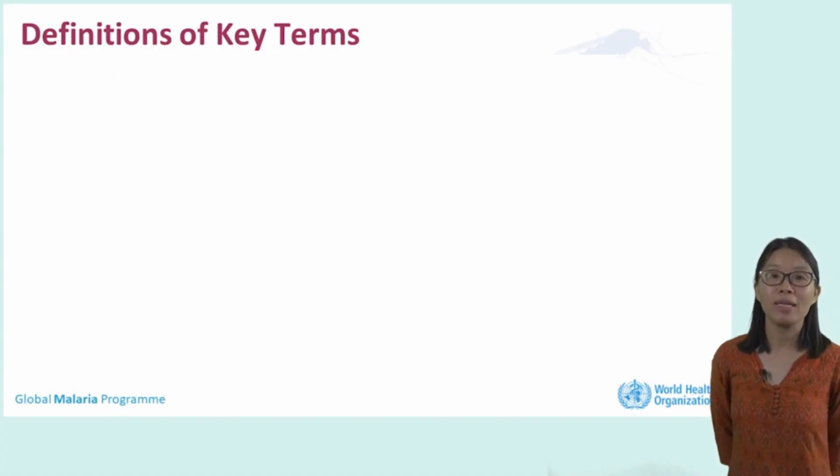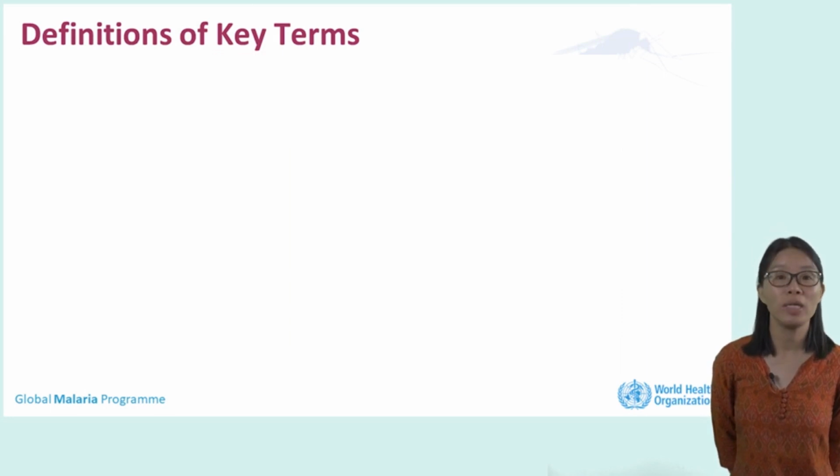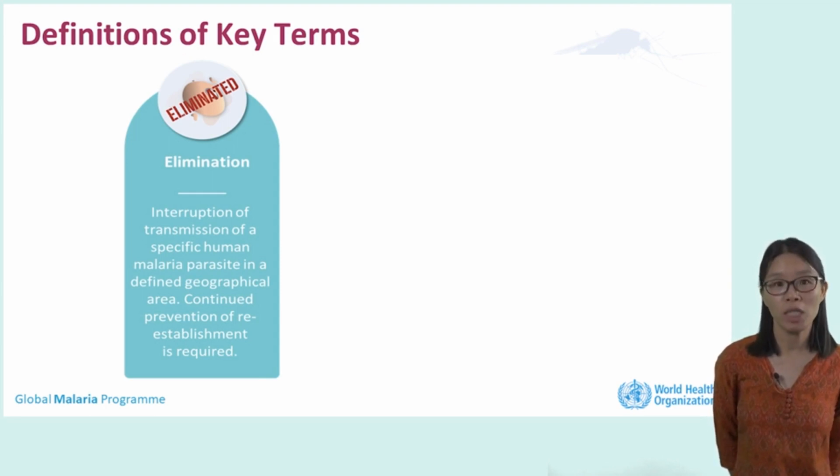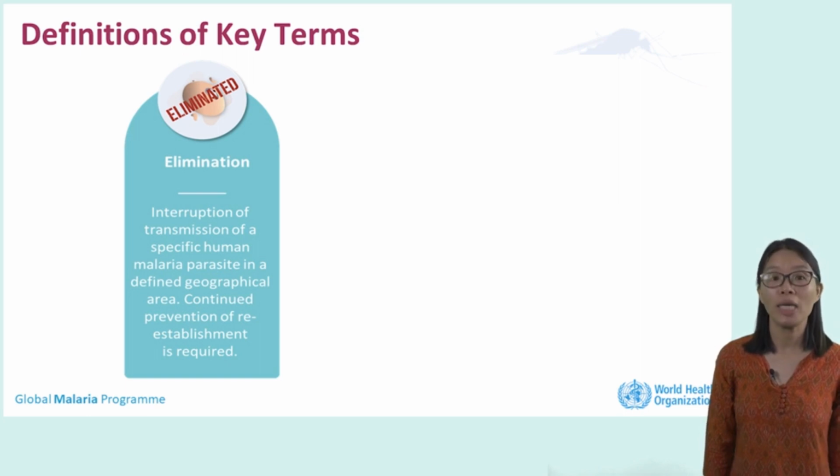Before we begin, this is just a quick review of some key terms we saw in Unit 1. Elimination refers to the interruption of indigenous transmission of specific species of malaria in a defined geographical area. Although elimination can technically refer to an area of any size, for the purpose of certification, it applies to the entire territory of a country.